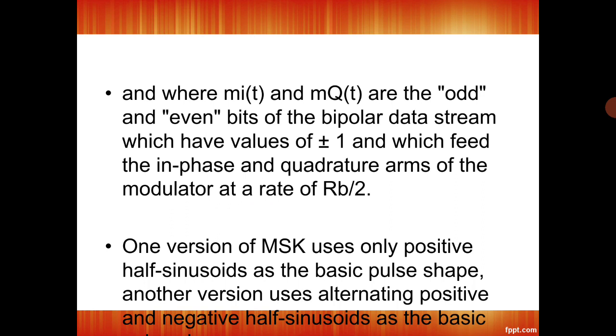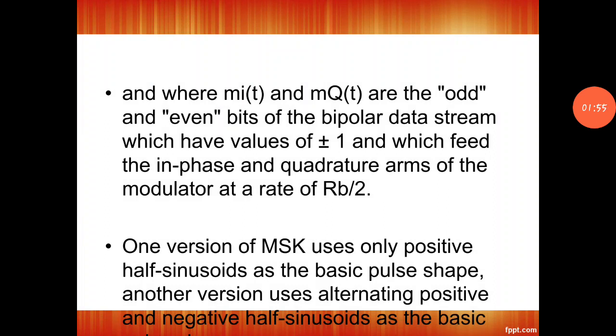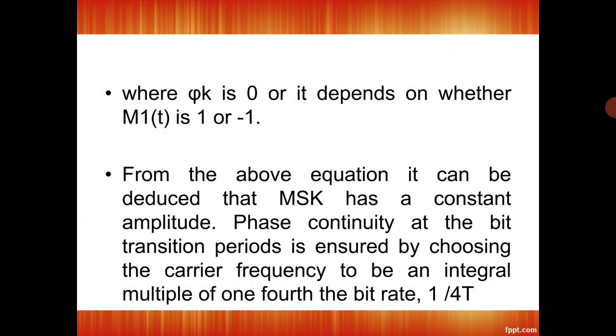One version of MSK uses the positive half sinusoids, and another version uses the negative version of the sinusoid, where phi of k is 0 or pi, depending on whether m1 of t is plus 1 or minus 1. Minimum shift keying has a constant amplitude, and phase continuity at the bit transition periods is ensured by choosing the carrier frequency to be an integral multiple of one fourth of the bit rate, 1 by 4T.